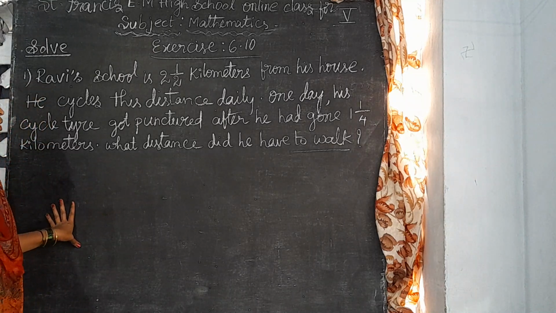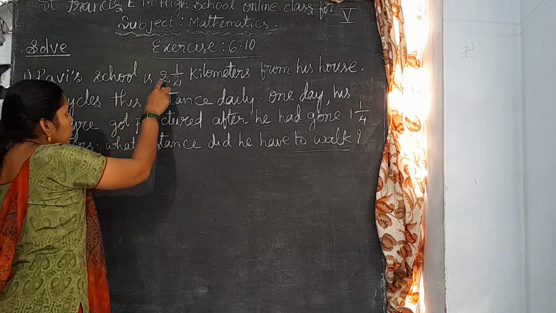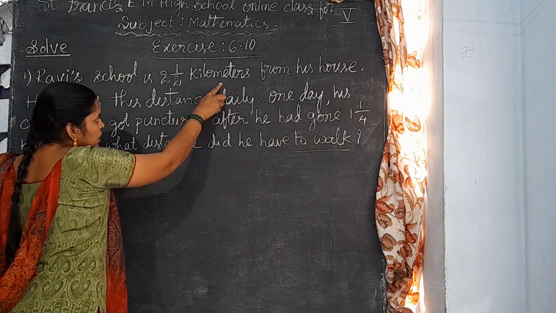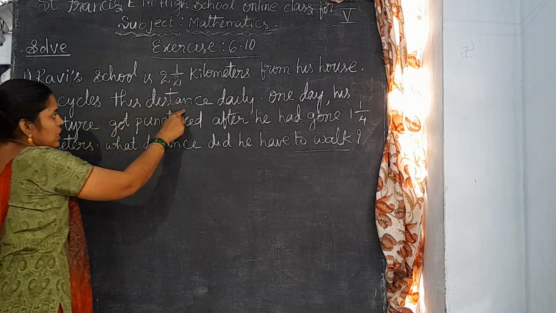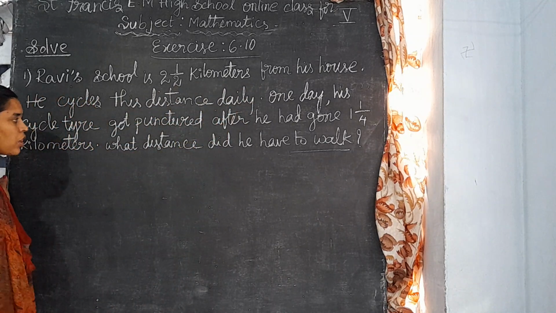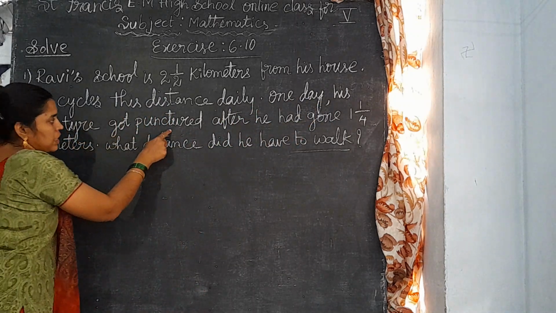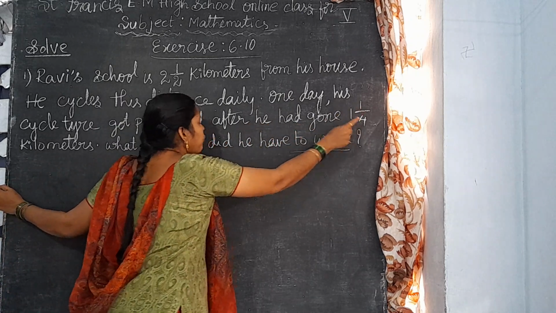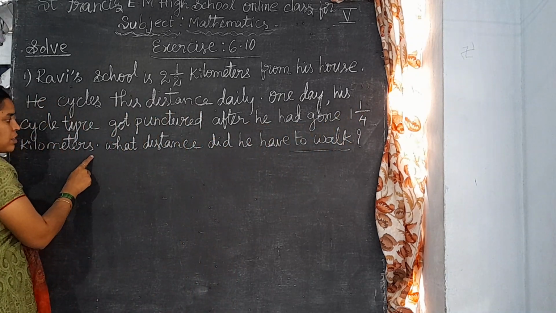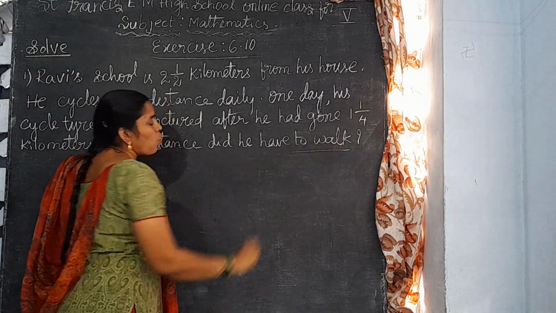Listen carefully and look at the board. Ravi's school is 2 1/2 kilometers from his house. He cycles this distance daily. One day, his cycle tire got punctured after he had gone 1/4 kilometers. What distance did he have to walk?